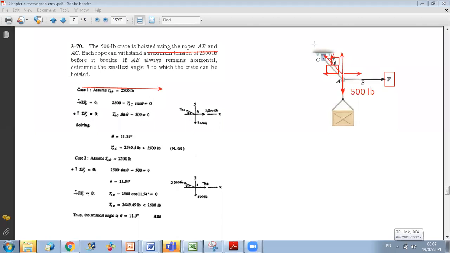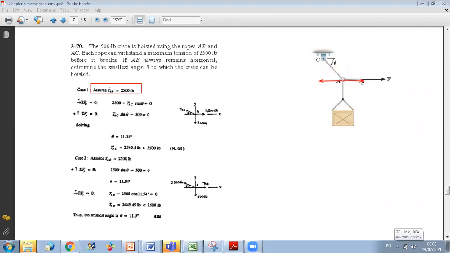The additional information is that the maximum tension that can be in any of the cables is 2500. Since I am designing for the critical case, because they asked to determine the smallest angle theta before rupture, I should make an assumption. I should say, let us suppose either AB or AC equals 2500. They chose TAB, and then they projected on X and Y. Sum of forces in X equals 0 will give us TAB minus TAC cosine theta equals 0.